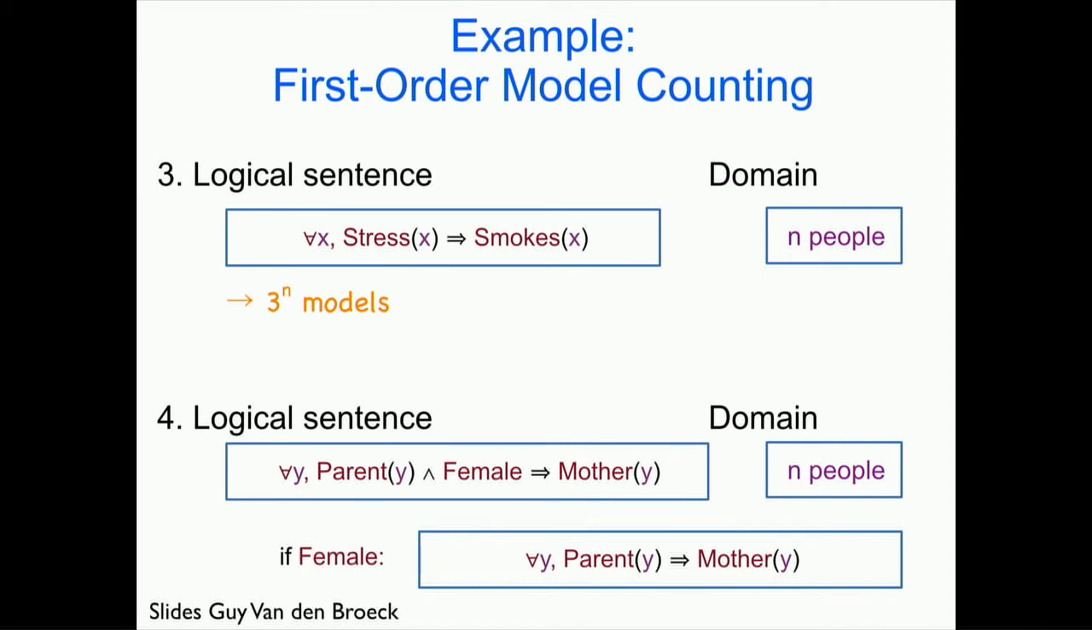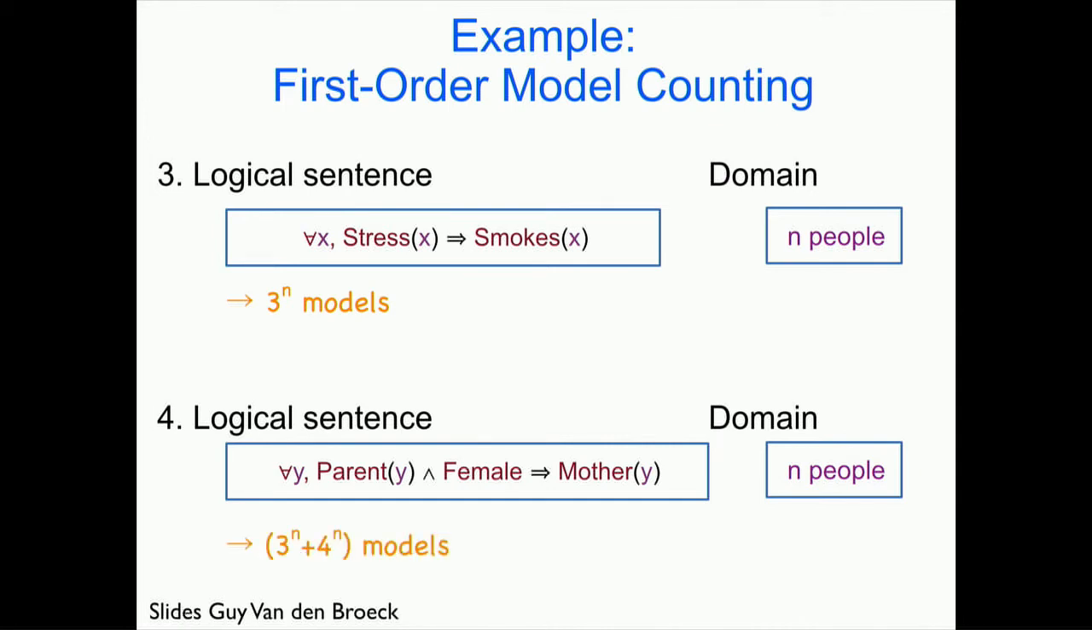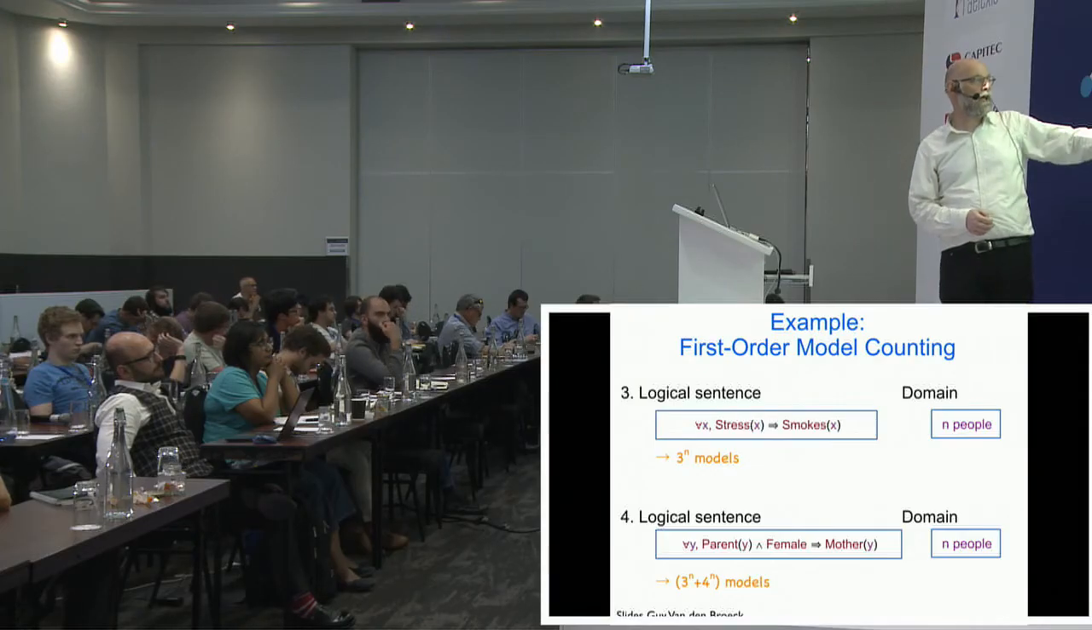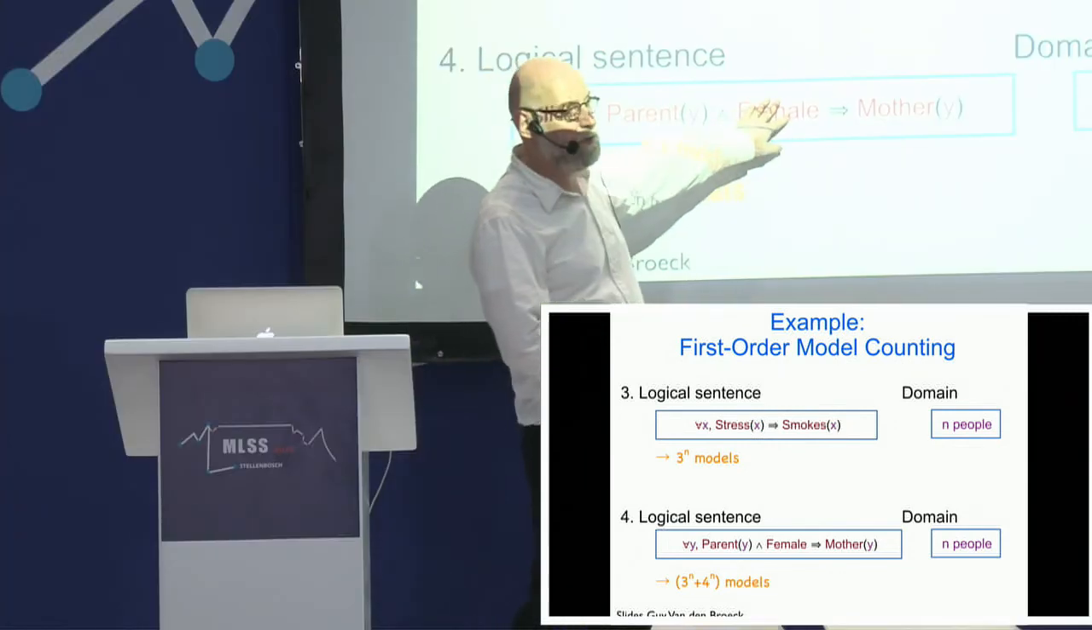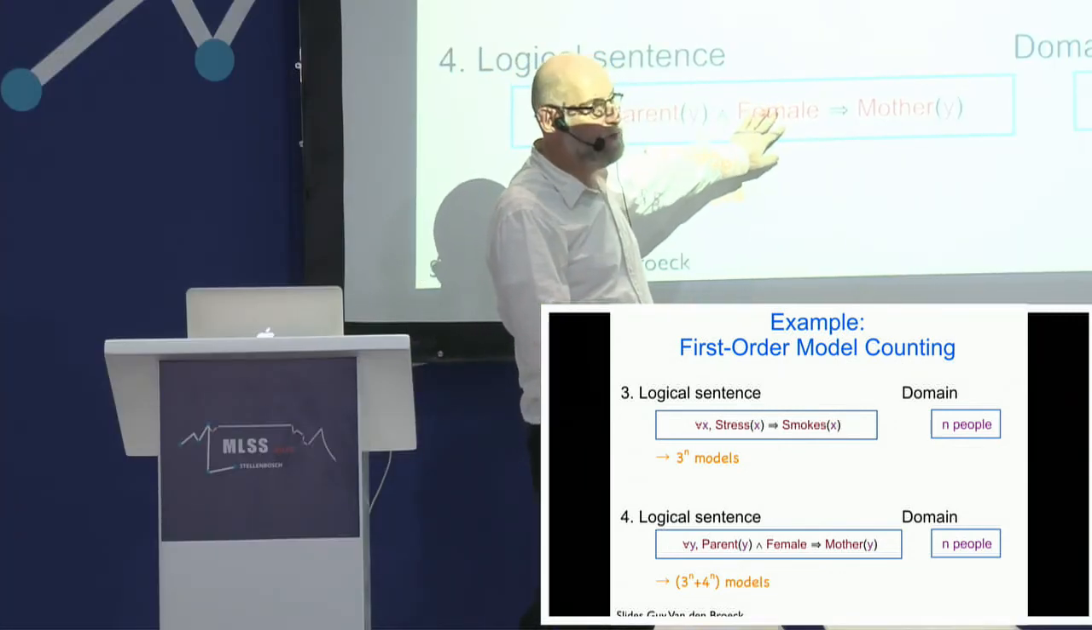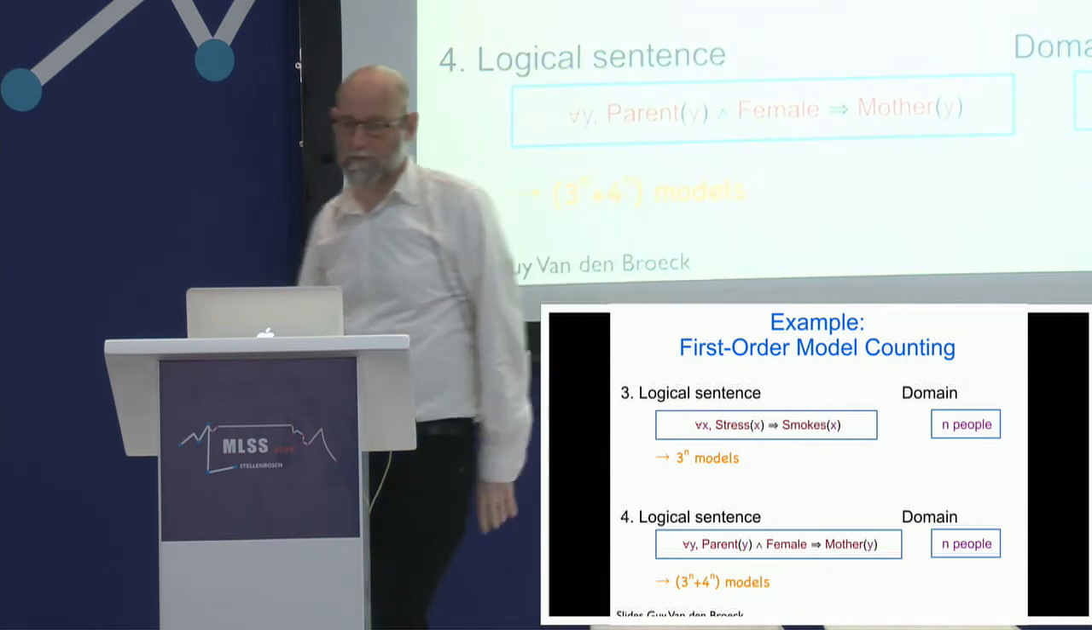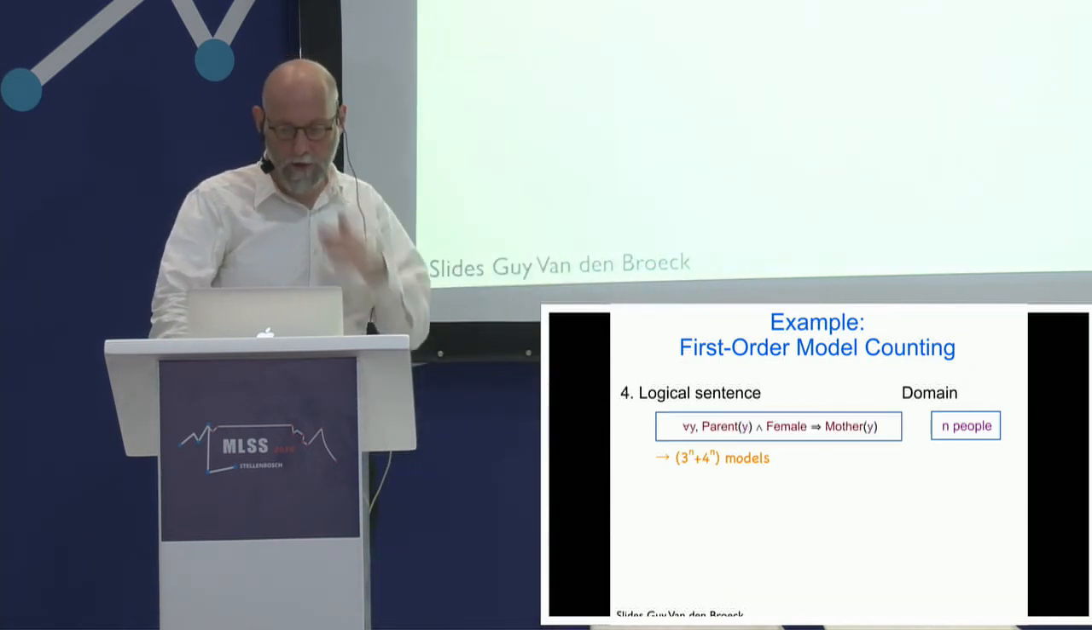On the other hand, if female is false, what do I get then? Well, it's always true because the condition part of the rule is false, so I don't care what the rest is. And so then I get 4 to the power n. And so the number of models of this logical theory is 3 to the power n for the case when female is true, and 4 to the power n for the case when female is false, basically. Things get a bit more complicated.